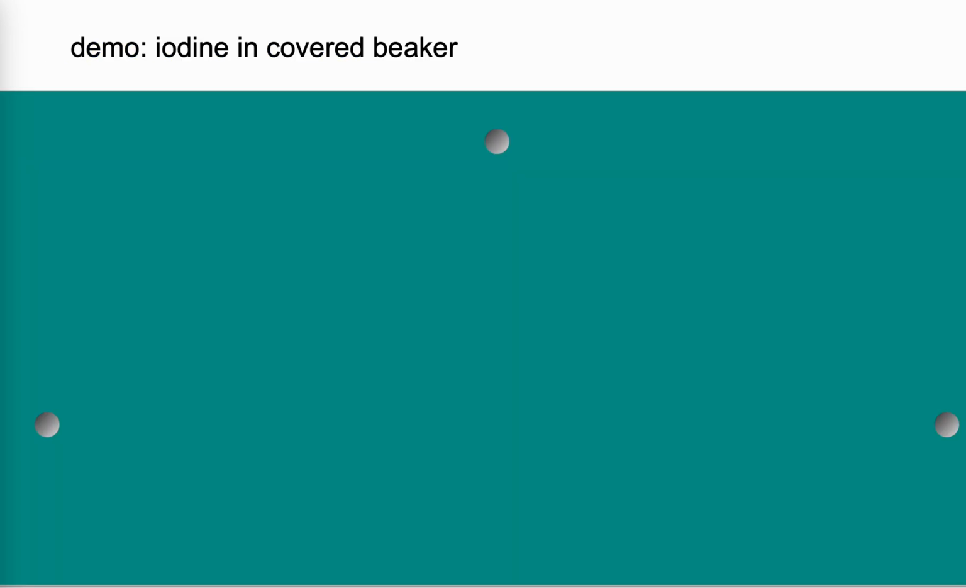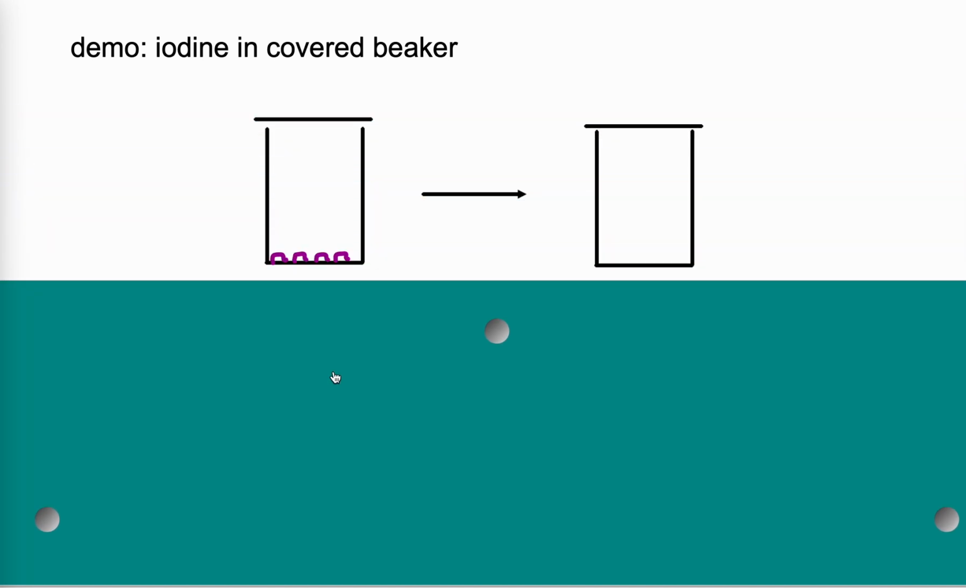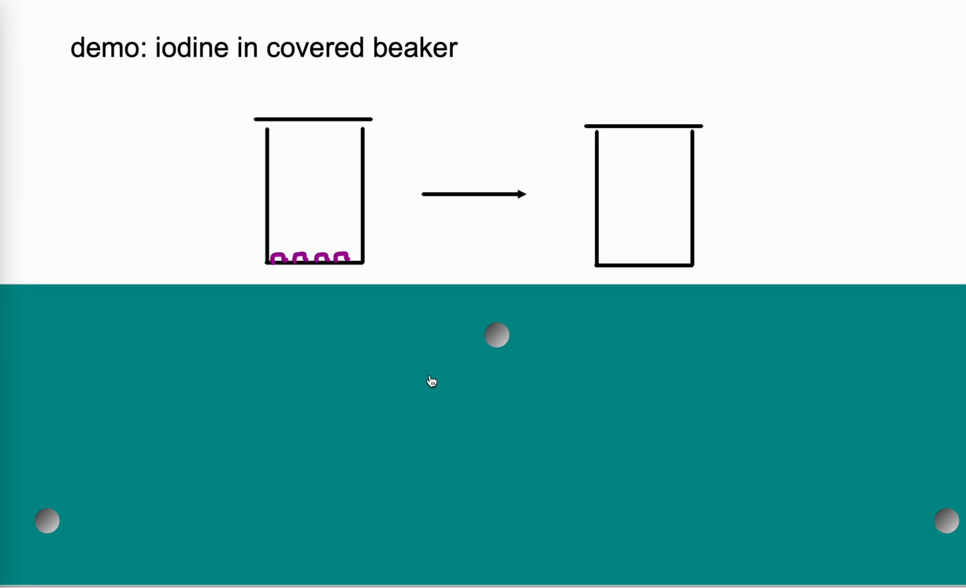Now, in class, I'm going to do a fairly cool demonstration in which I take a sample of iodine, which is a dark black-purple crystalline material. I'm going to place it in the bottom of a beaker, cover it with a watch glass, and add heat energy. And what you will see is something fairly cool. The solid iodine will disappear. You will see iodine vapor in the gas phase.